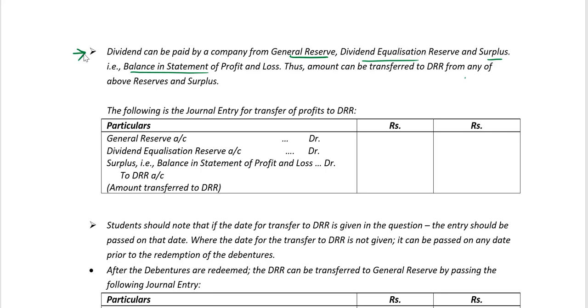The journal entry for transfer of profits to DRR: to the extent it's transferred from general reserve, we will debit general reserve account. To the extent transferred from dividend equalization reserve, we will debit dividend equalization reserve account. And to the extent it is transferred from surplus balance in statement of profit and loss, we will debit the surplus account, and credit debenture redemption reserve account for the amount which is transferred to debenture redemption reserve.